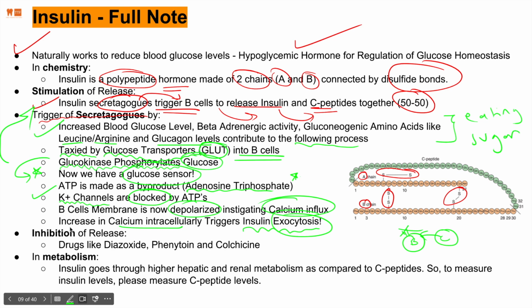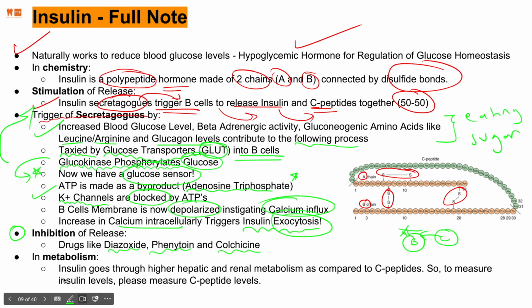If there's a trigger, a stimulation, there's got to be an inhibition. Drugs like diazoxide, phenytoin, colchicine, they prevent this entire process that we just talked about.